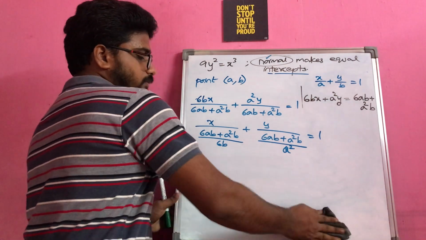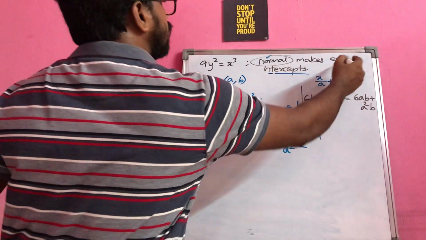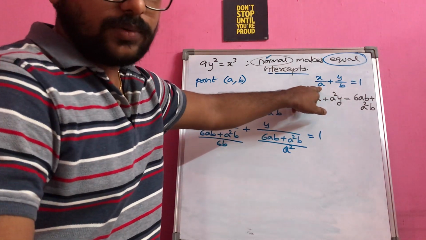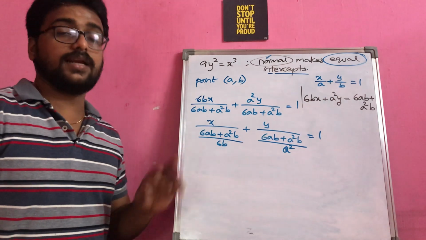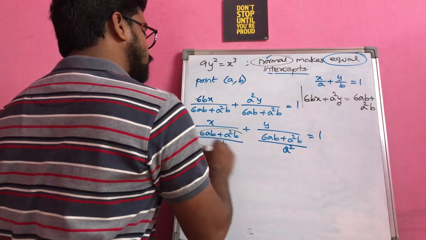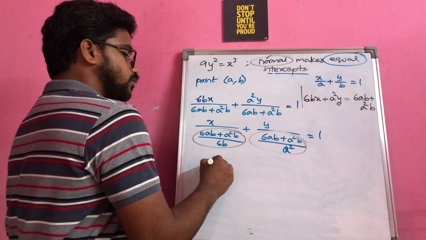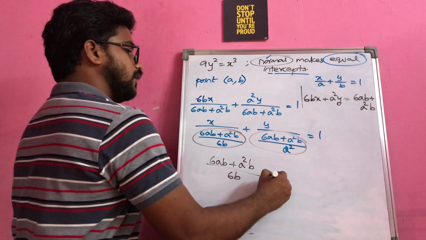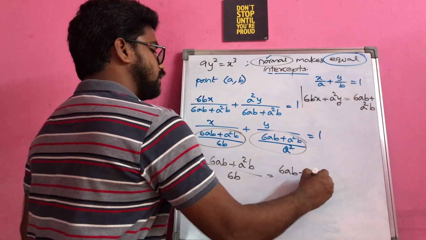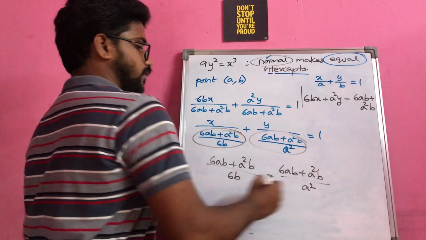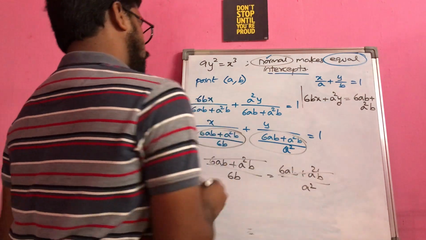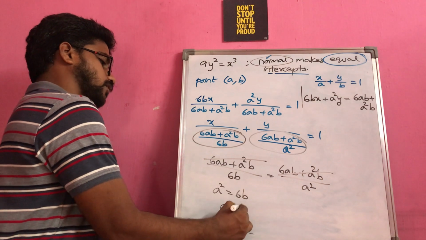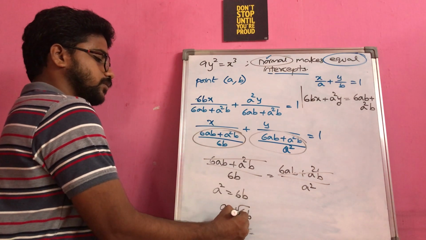But here if you observe the question, they used the word that it is making the equal intercepts. So even in this formula, the denominators a and b represent the intercepts here. So even here these are the intercepts. They said these two are equal, indicating that 6ab plus a square b divided by 6b is equal to 6ab plus a square b divided by a square. So if you cancel this out, you will be getting a square is equal to 6b. That means a is equal to plus or minus root 6b.